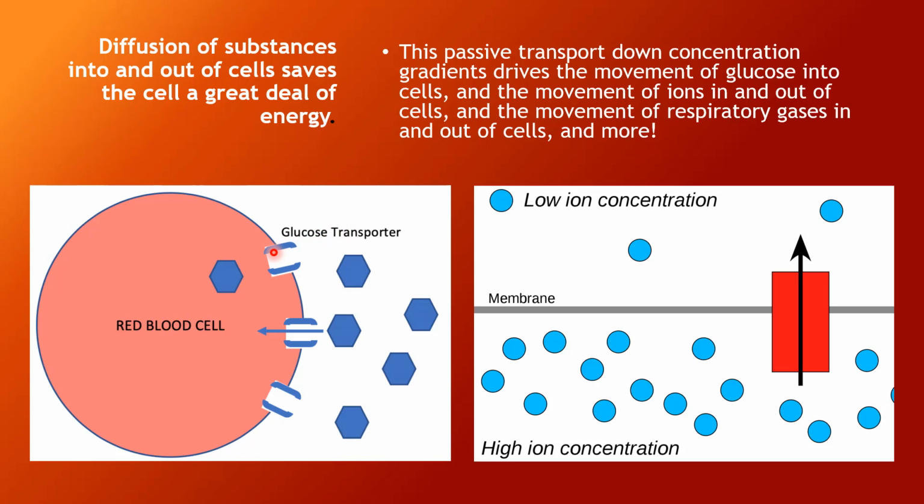Here, glucose actually needs the assistance, so to speak, of proteins embedded in the cell membrane. So this is a special type of diffusion called facilitated diffusion. Facilitated means it's being helped, and the assistants are proteins embedded in the cell membrane.